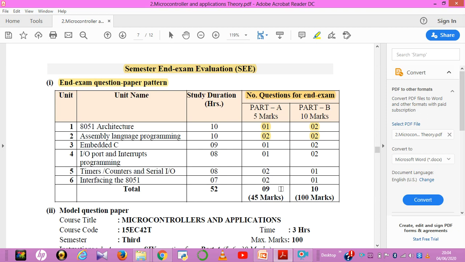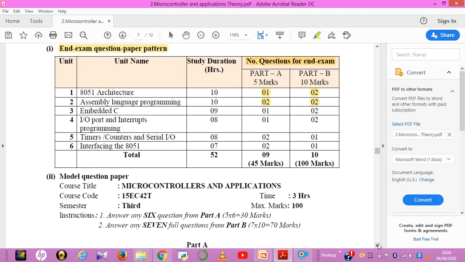For part A you will get total 45 marks. For part B you will get total 100 marks. Both together 145. So out of 145 you have to write the answer for 100 marks. For part A you have to write the answer for 30 marks. For part B you have to write the answer for 70 marks.